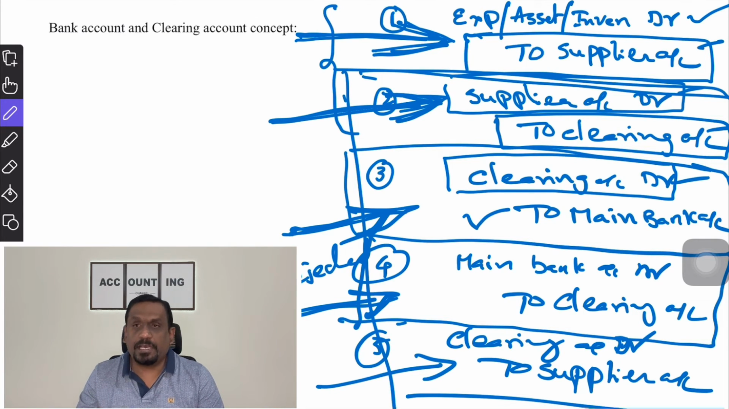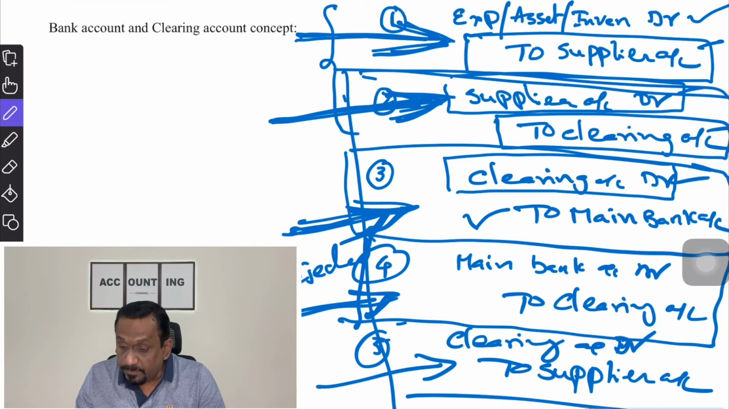When you run the pay proposal again, this entry will get posted again: supplier account debit, clearing account credit. This time, this entry got posted after rectifying the bank details. Next, it goes to the bank. What will the banker do? He will send this payment to the supplier bank account. As soon as the payment goes to the supplier bank account, the banker will debit clearing account and credit main bank account. See, he will credit in the sense this transaction will get recorded in the bank statement.